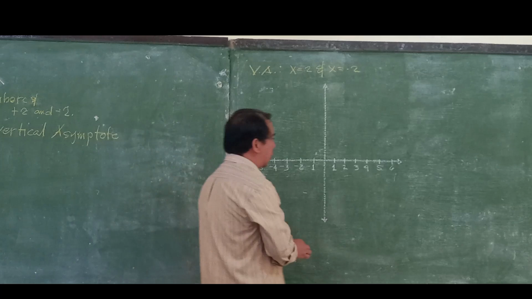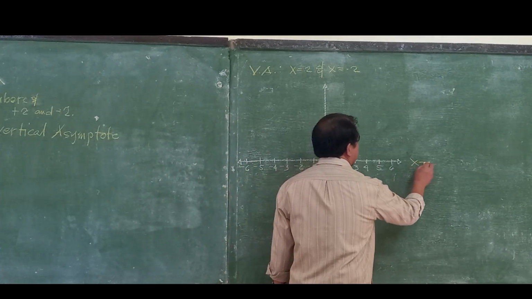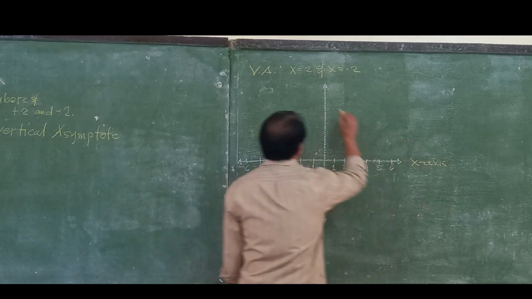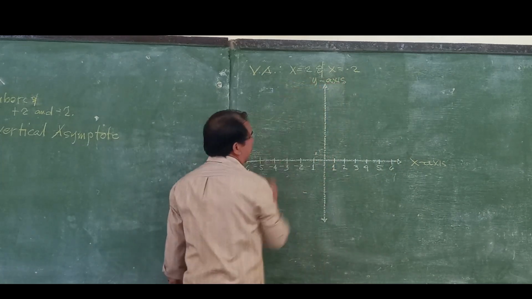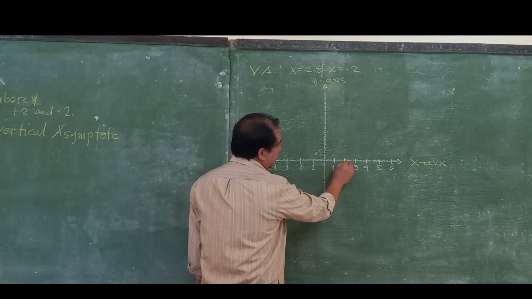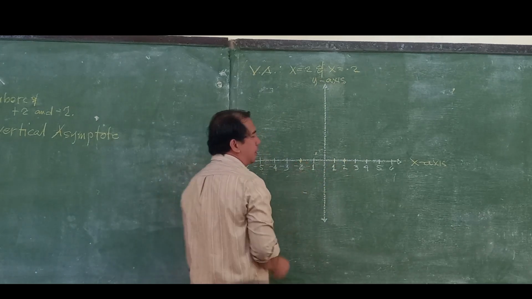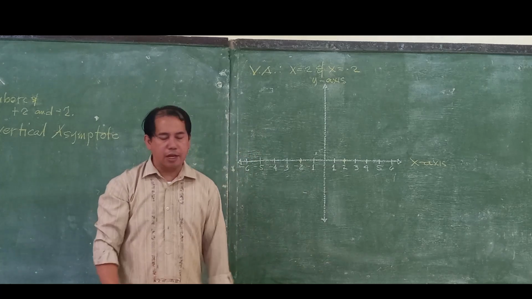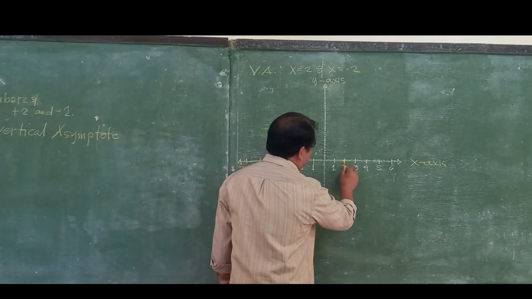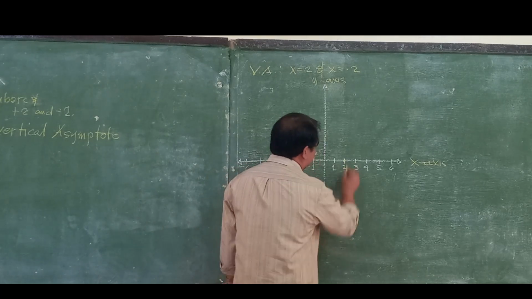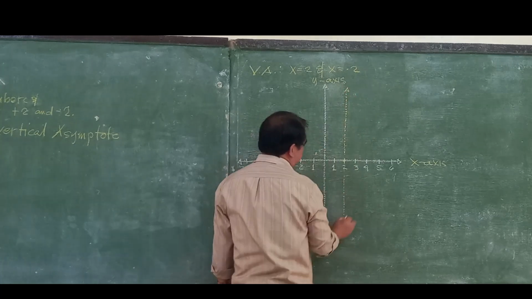So if we have in here the x-axis, and this must be our y-axis. The location of the vertical asymptote is in here, this one, positive 2 and negative 2. After locating the vertical asymptote, that's the time you try to draw the vertical line, showing that this is your vertical asymptote.